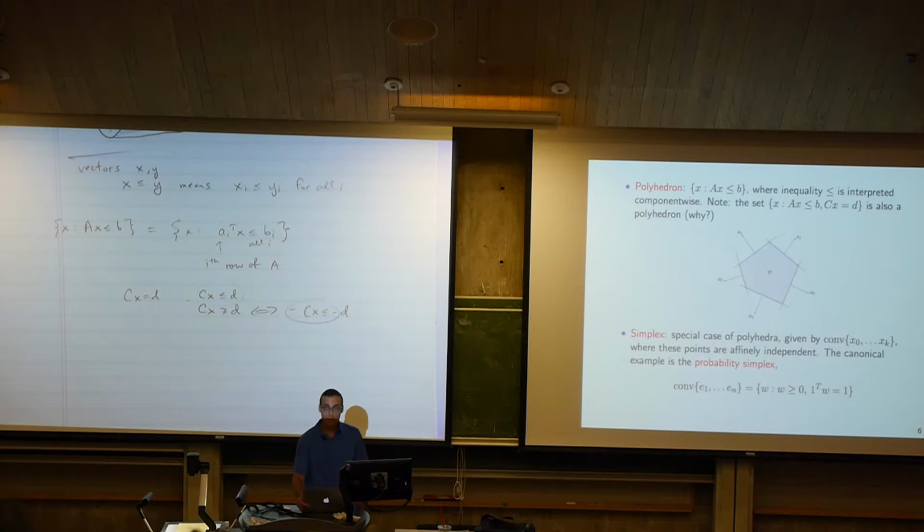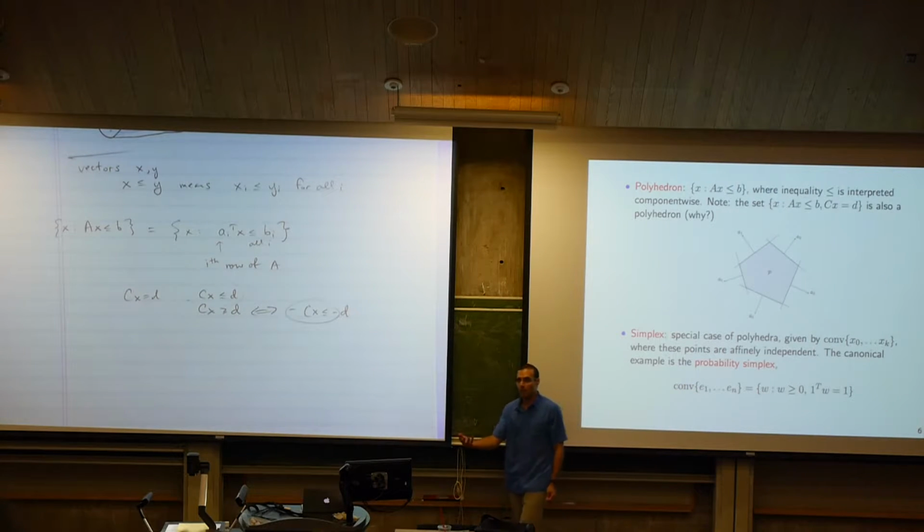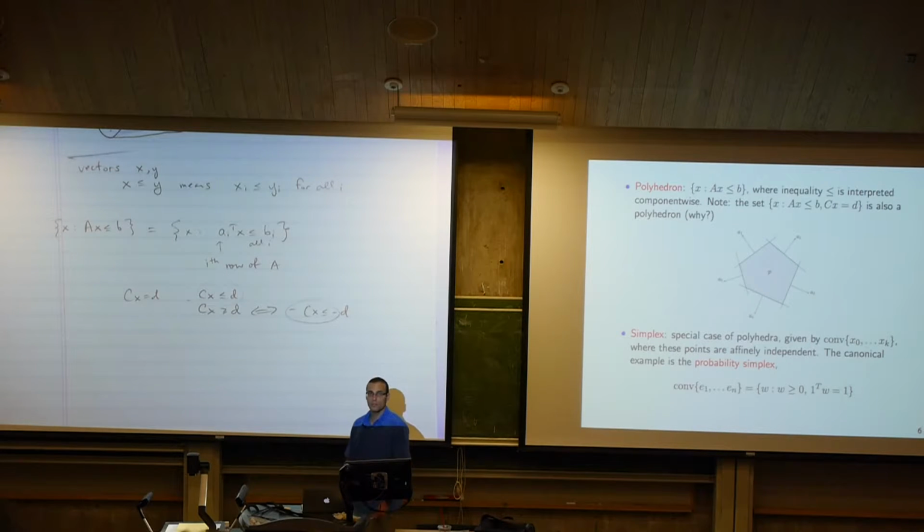Okay, so simplices are a special case of polyhedra. A simplex is given by, you can think about it as, the convex combination of k plus 1 points. It's a simplex of order k.